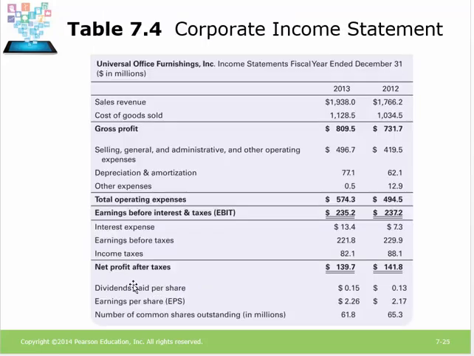So here's an income statement for this company. And again, we can see here that they have revenue of, again, these are in millions. So this is $1.9 billion is their revenue. Cost of goods sold, what did it cost them to make their products? It cost them $1.1 billion. So that means they have $809 million left over. That's what's referred to as gross profit.